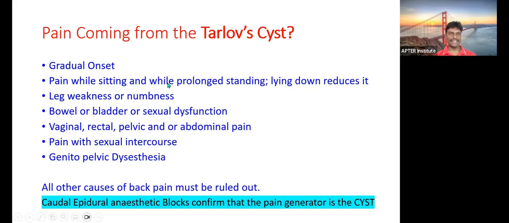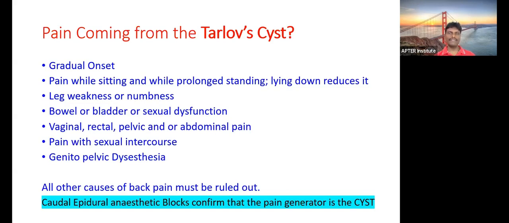Here is the list of symptoms that can say that the pain is coming from the Tarlov cyst. Because the cyst will be formed in a gradual manner, the onset also will be a gradual onset. So no patients can come and say that since yesterday I have been having the pain. They should be having the pain for so many years. These people will be having more pain when they are sitting for a long time and while standing for a long time. During static positions, the CSF pressure will get built up more, and that will be causing them the pain. In fact, some patients will feel as if they are sitting on a rock, and then they have to immediately get up. The only relieving position for them is the lying down position, because the CSF pressure will be low in the lying down position.